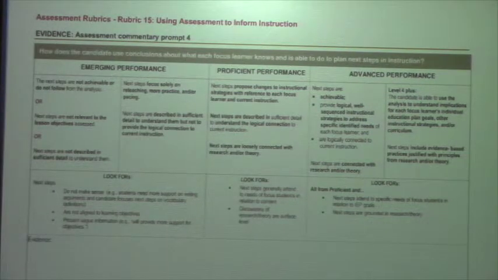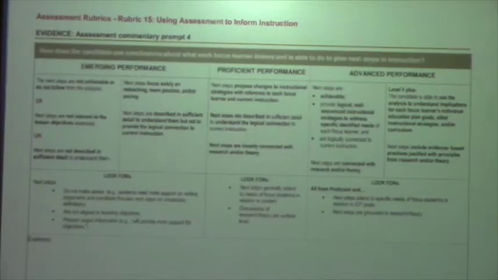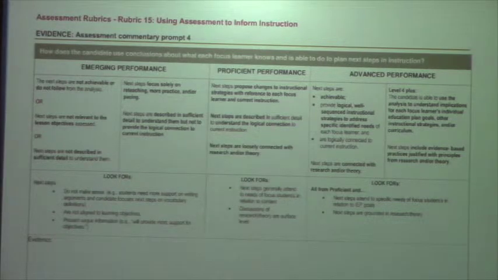And last but not least, 15 is looking at how does the candidate use conclusions about what each focused learner knows and is able to do to plan next steps. I didn't write that. Somebody messed that up. That's an error right there. Is able to plan next steps for instruction. So again, it's taking all the information that you got from your lesson plan in the student progress, and using that to look at the next steps.